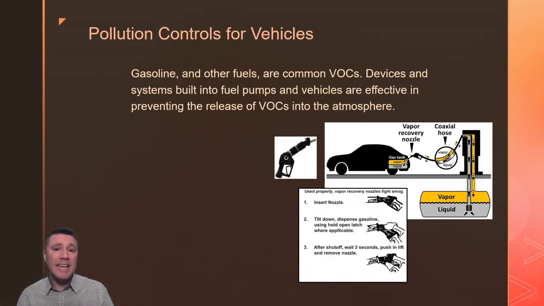Beginning in 1998, federal regulations required that automakers incorporate vehicle-based vapor recovery systems for cars, trucks, and vans. The requirement was phased in over an 8-year period so that by 2006, all new vehicles were equipped with a vapor recovery system.